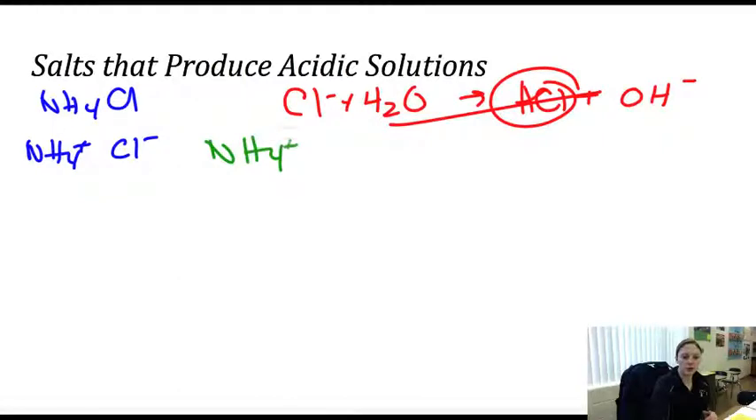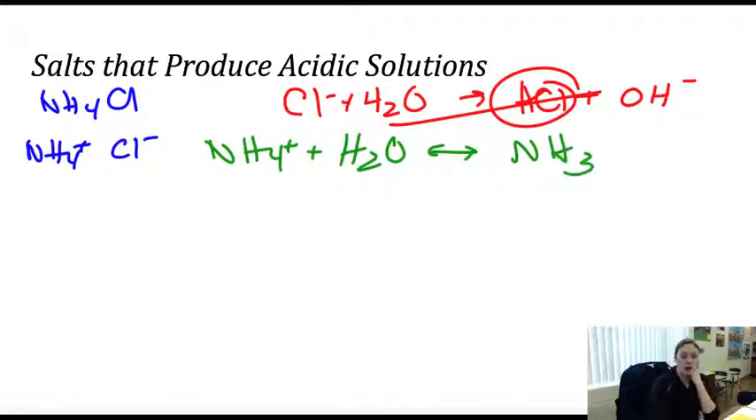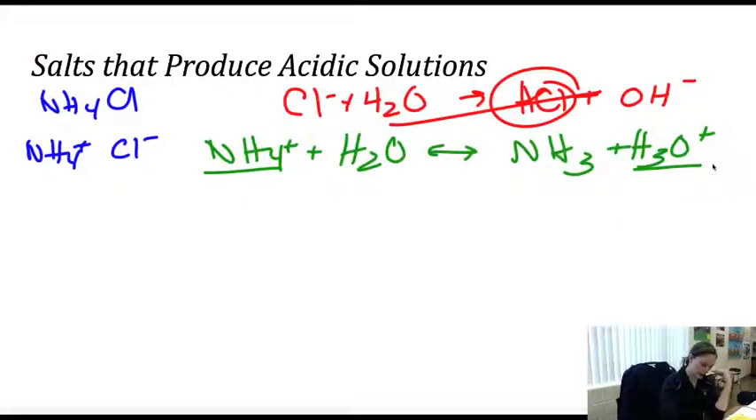So if I have NH4 plus, that interacts with water. What's going to happen here is you are going to form NH3. This NH4 plus is acting as an acid because it is losing a proton. So it loses my H, and I'm left over with NH3. And then you can think of it as H3O plus if you want, because the water is going to gain it, or you can just write it as H plus. Either way, it doesn't make a difference. Sometimes it's easier to write H3O plus to see where it's going, but it will be H plus, which is the same.